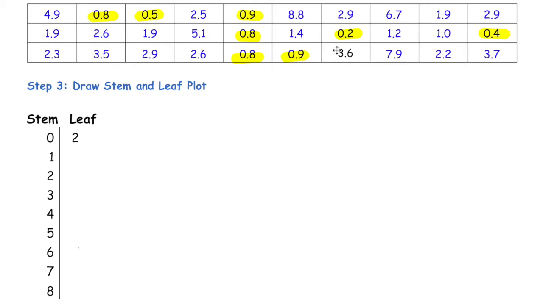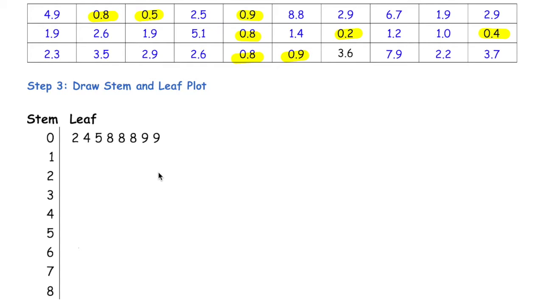The next value that we have is perhaps 0.4. And so in the stem for 0, I'm simply going to add a 4. We then have 0.5, so I'm going to add a 5. We then have 0.8 3 times, so we'll add 8 3 times. And then finally we've got a 0.9 twice, and so we'll add 9 twice.